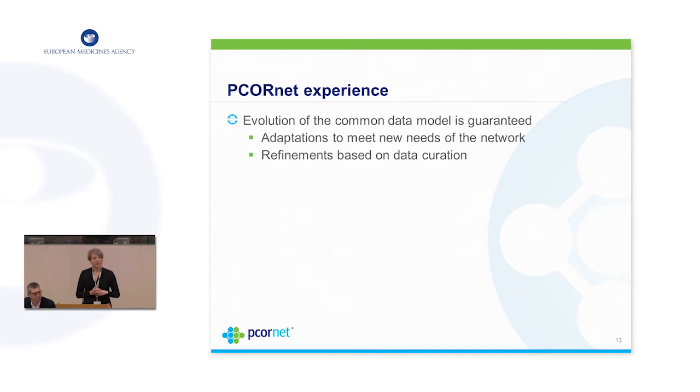I touched on this at the beginning. It is a guarantee that the common data model will evolve and needs to evolve to meet the new needs of the network. And the refinements are based on data curation and based on what we learn. I think in particular about a couple of examples with laboratory data and medication data, where in the electronic health record, we see a level of granularity that we almost never see in claims data.